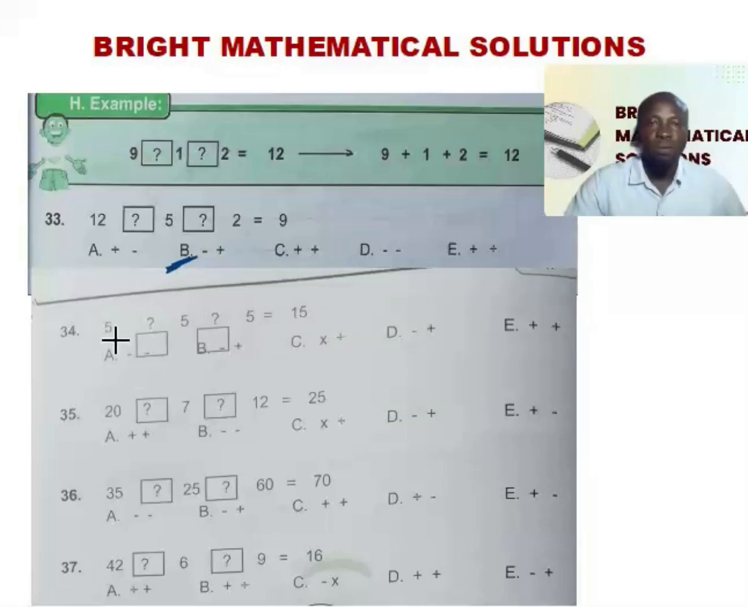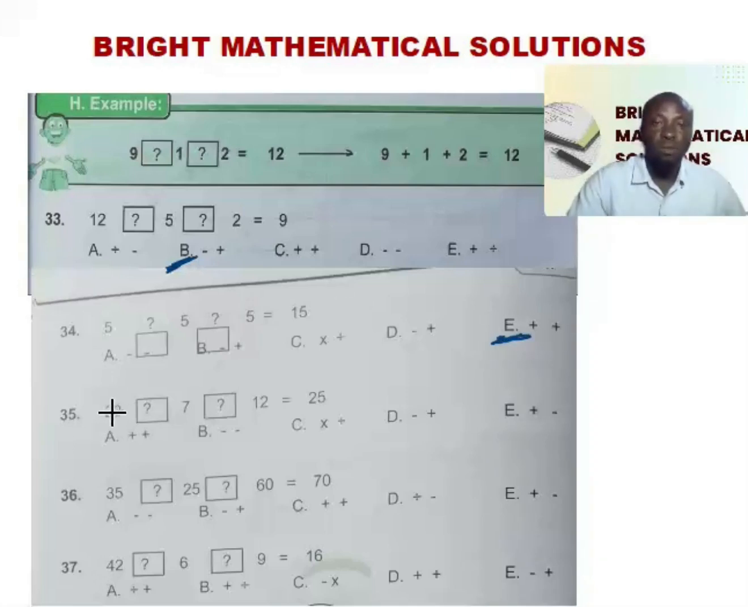Let's look at the next one, 5 dash 5 dash 5. So 5 minus 5, 0 minus 5, that's not possible. 5 minus 5, that's 0, plus 5, that's not possible. 5 times 5, that's 25, divided by 5, that's not possible. 5 minus 5 plus 5, that's not possible. 5 plus 5, that's 10, plus 5, 15. So our answer here is E.